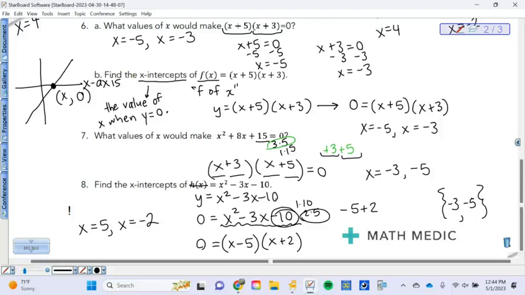Okay. So is it really different when it says find the x-intercept and the value, what value of x? Nope. It's the exact same thing. Because when you say find the x-intercept, it's saying what's the value of x when y equals 0. So it's the exact same thing, right?